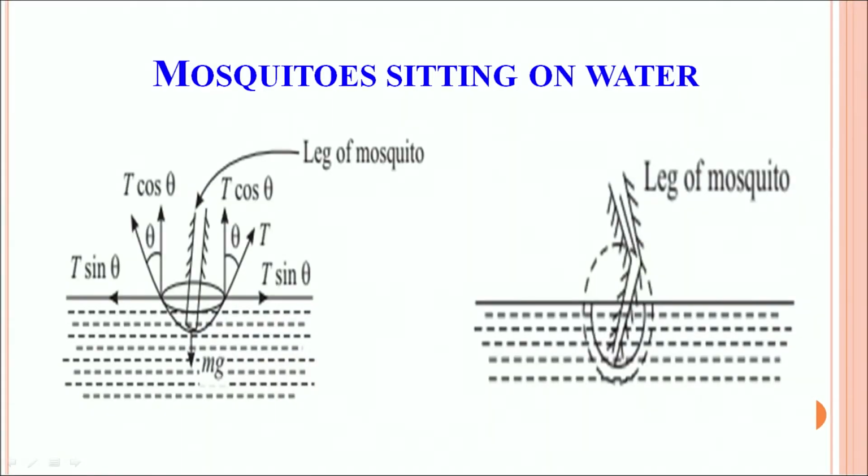Now, through this diagram, we try to analyze. If you can see on the right hand side, the surface of the liquid is given by the horizontal line, and the leg of the mosquito has been shown. When a mosquito tries to insert its leg on the surface of the water, the resultant tension created by the legs of the mosquito is given by T, as you can see on the left hand side of the diagram.